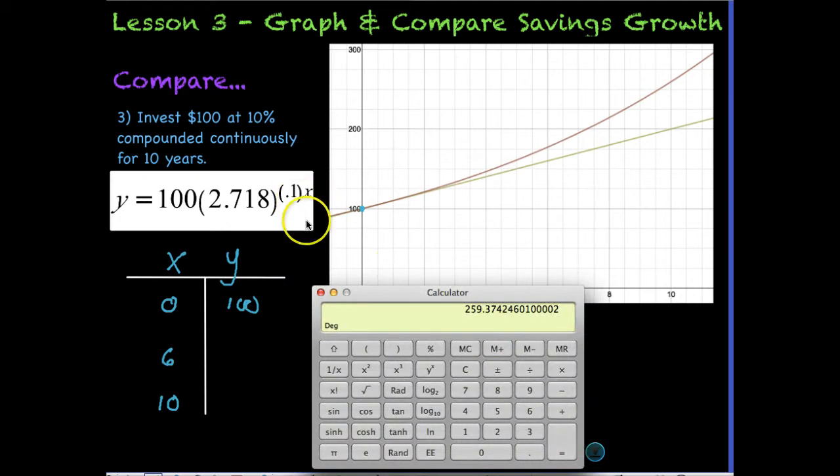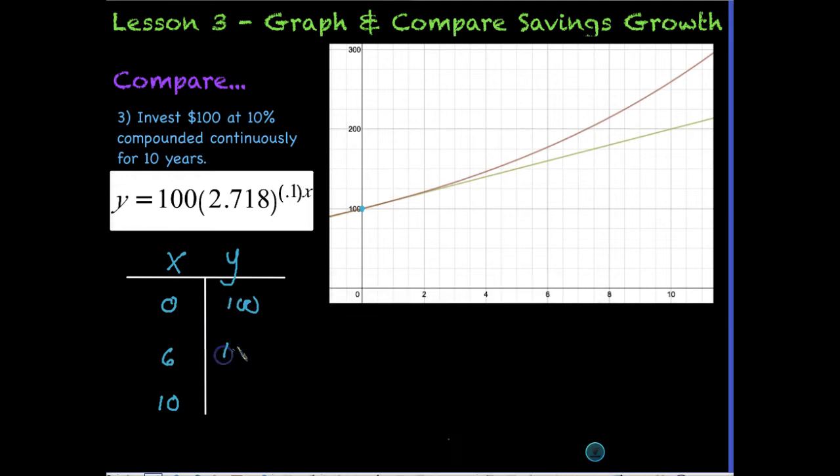So the first thing is we need to do our exponents. So we take 0.1 times 6. That gets us 0.6. Now we need to take 2.718 to the 0.6 power. I happen to have an E button here, so instead of typing that in, I'm just going to hit E raised to the 0.6 power, and that equals 1.82 multiplied by 100, and that equals 182.